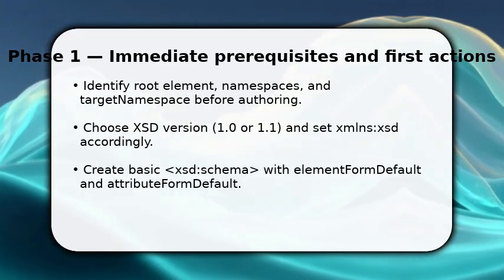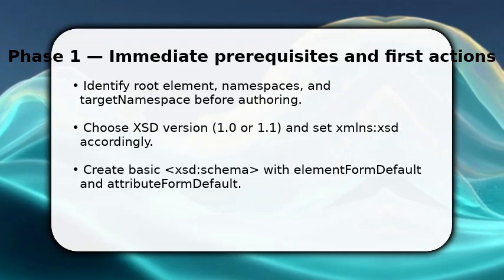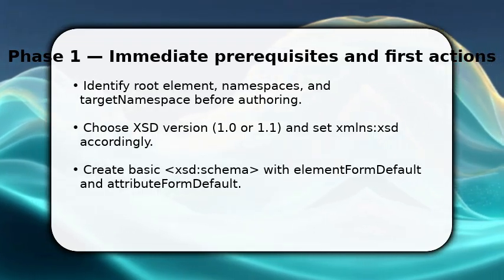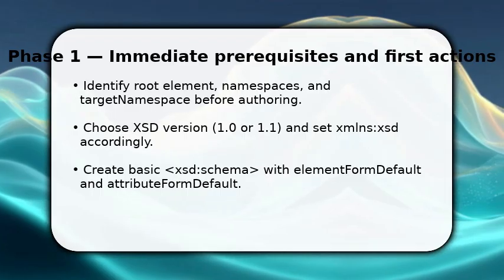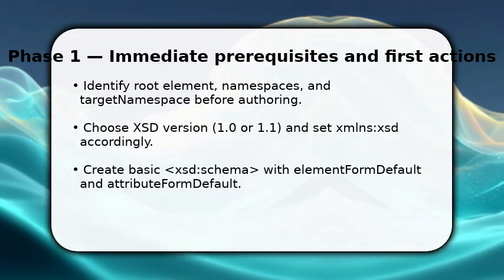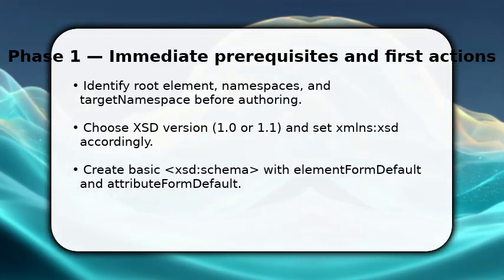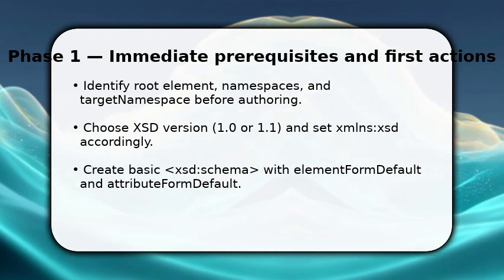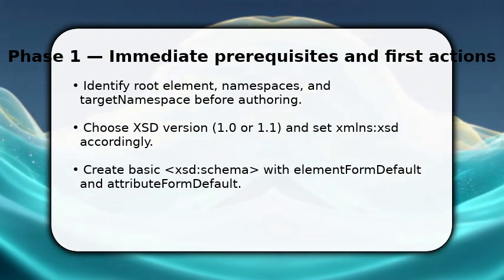Then create a simple root element declaration with an empty complex type as a scaffold. This is the first actionable step. Start small, validate often, and keep the namespace and scoping decisions explicit so downstream structure will align without surprises.